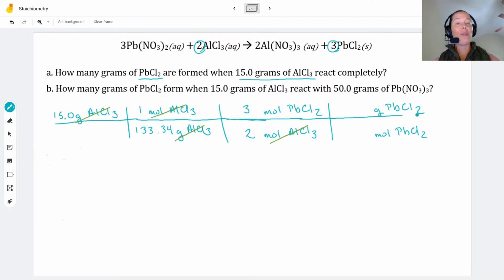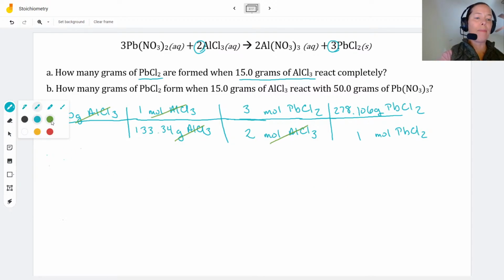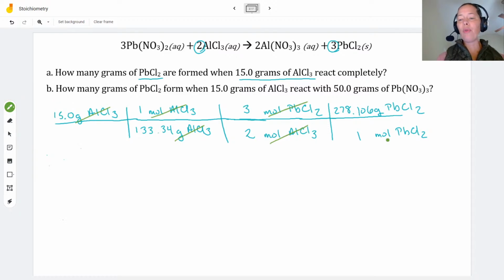And of course, I do this with the molar mass. So in 1 mole of lead chloride, where is that number? I just had it. Here it is. There are 278.106 grams of lead chloride. So you can see here my moles of lead chloride have canceled. I now have grams of lead chloride, which is exactly what the problem asked me for. So now I'm ready to put it in my calculator.